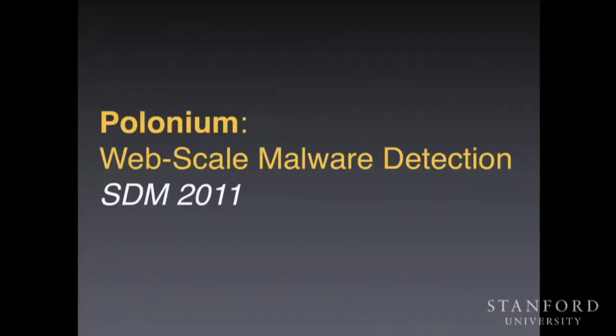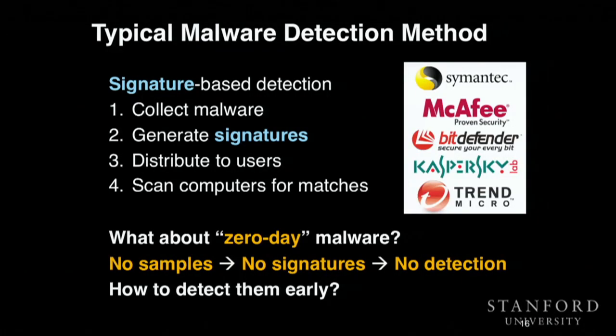It was published at SDM 2011, a top data mining conference. To help you understand the contributions of Polonium, I'm going to quickly tell you what existing malware detection technology does. It's based on what we call signature-based detection. Malware software companies, say Symantec and McAfee, try to generate a signature for each piece of malware that they know of. Then they distribute all these signatures to users as updates. That's why you get a lot of updates from them. Then your computer scans for files that match those signatures.